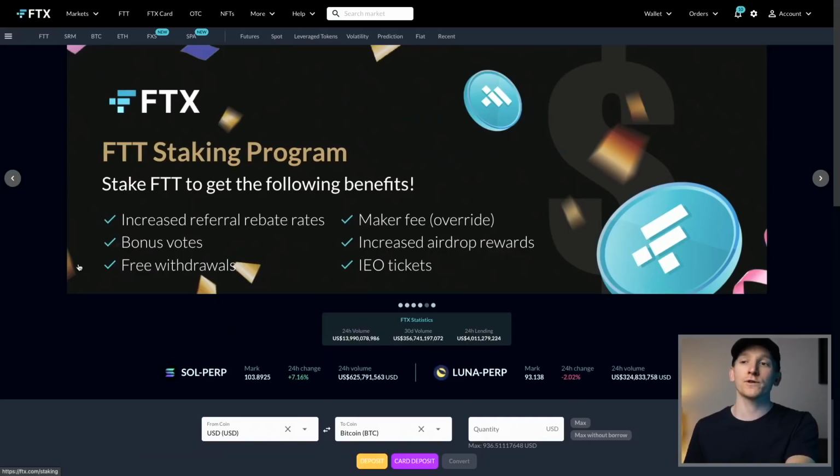FTX have both futures and spot markets. They have good support, not amazing support, but good support for cryptos.